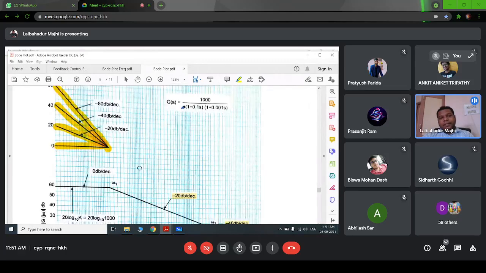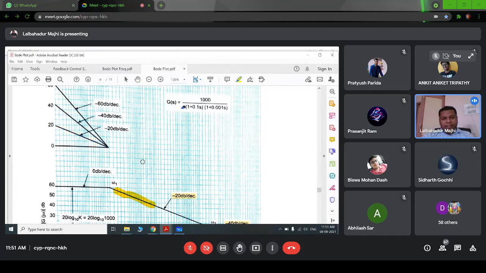Then you can use your set square to draw parallel lines with these. That will be very tedious work if you use a set square to draw these parallel lines, because for this 0 dB it is easy, but for this 20 and this 20, we have to draw it parallelly. So this will be very tedious.